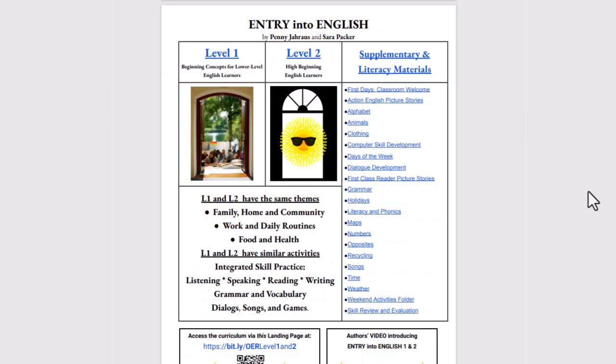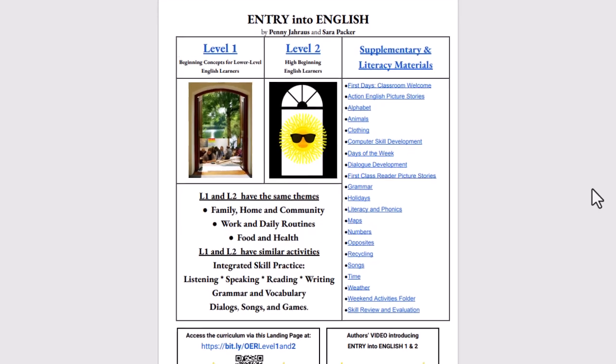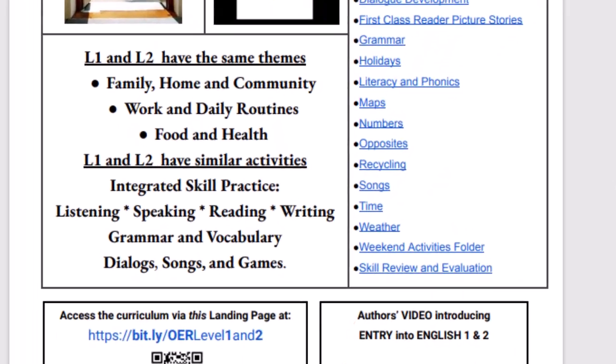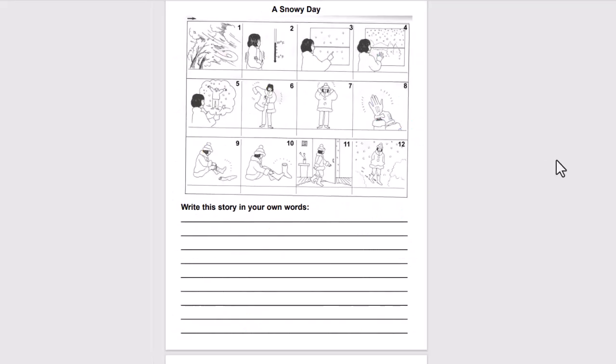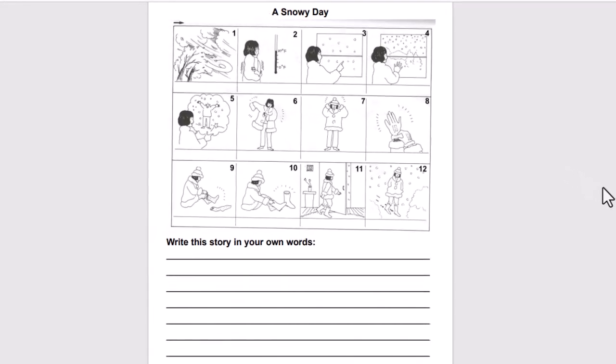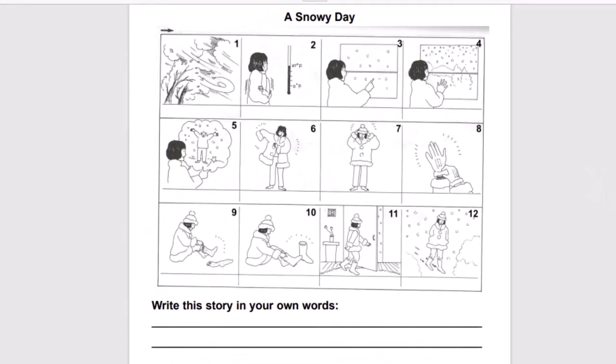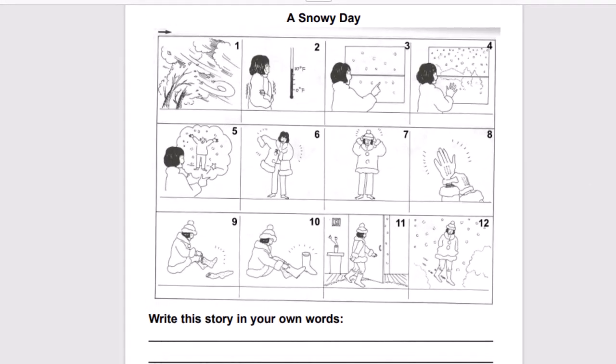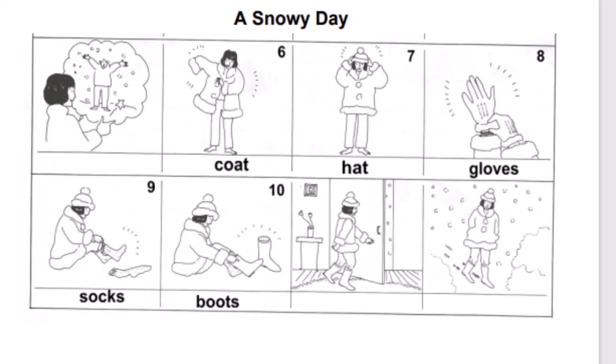I want to show you how access to these online materials allowed me to deviate from my planned lesson and use the teachable moment of an unexpected weather event. This is the story A Snowy Day from Action English Stories. When we returned from a snow day closure during winter term, I used the Snowy Day Action English picture story, which led to a vocabulary lesson about clothing. Here are the clothing items in a snowy day.